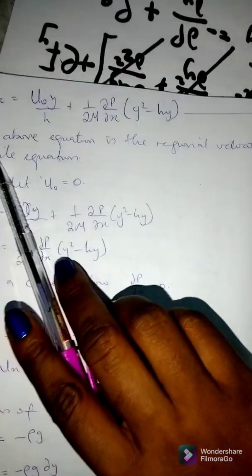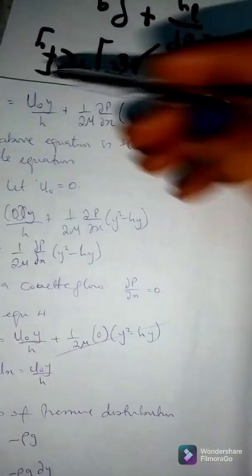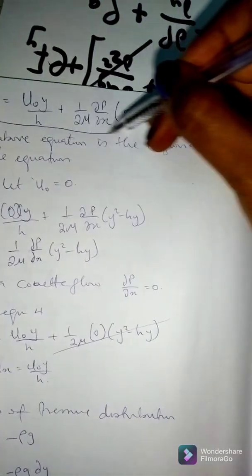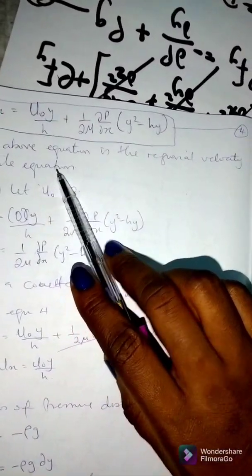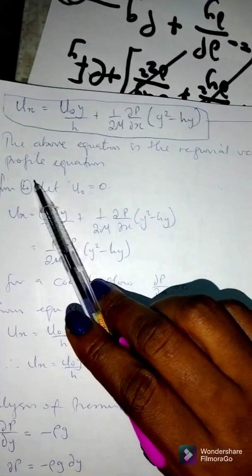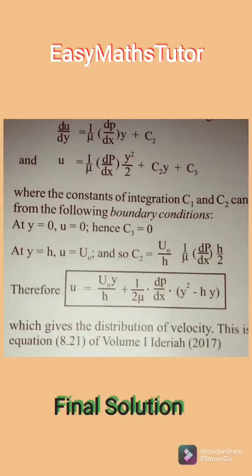This equation is the general equation for the regional velocity. This is a general regional velocity profile equation.